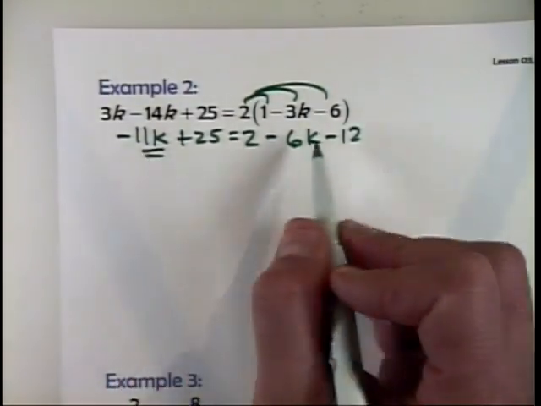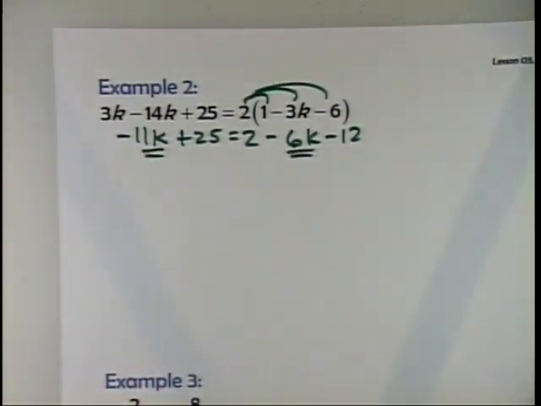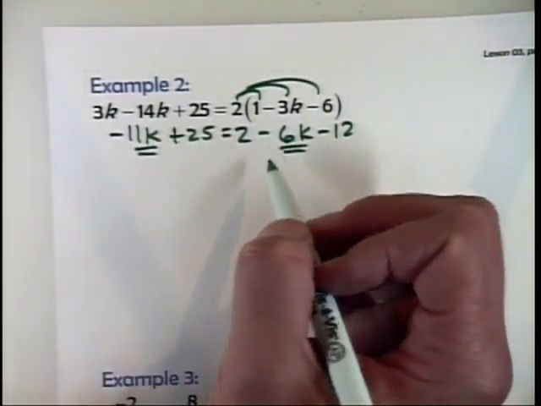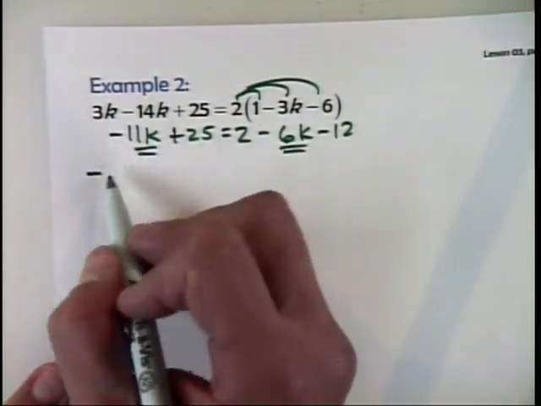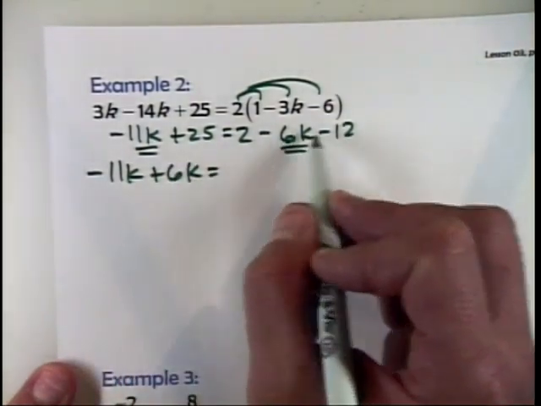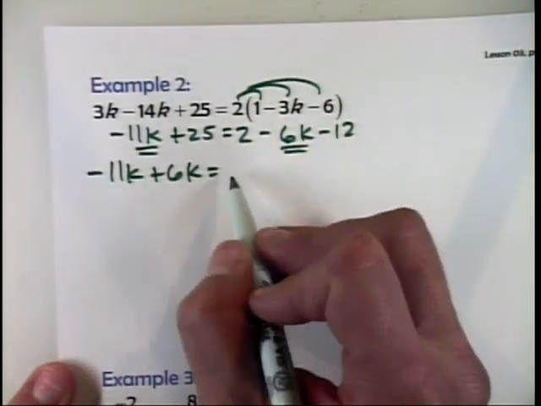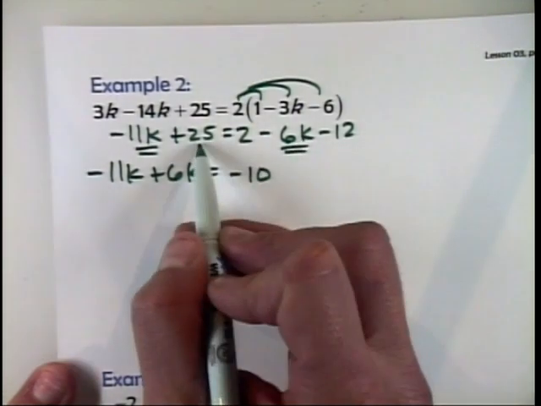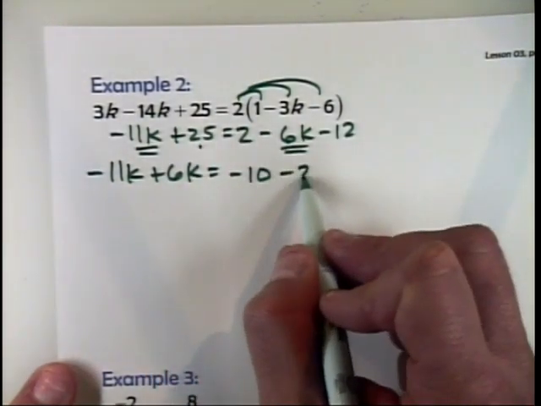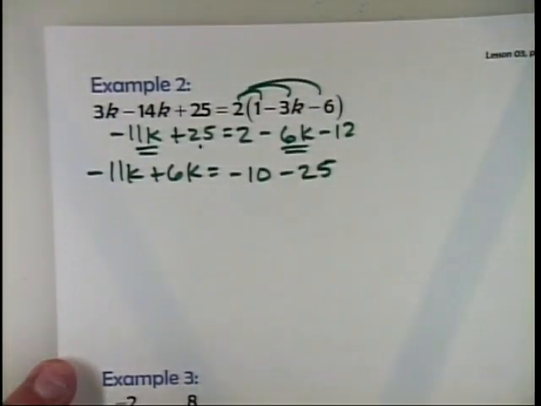So I've got an 11k over here and a 6k over there. I like to underline like terms. So I'm just going to bring the 6 across and change its sign. It's like adding 6k to both sides. So negative 11k plus 6k. And on the right-hand side, I've got a 2 minus 12. Well, that's going to be a negative 10. And then I still have this number on the left-hand side that I need to subtract, and it becomes a negative 25 on the right-hand side.